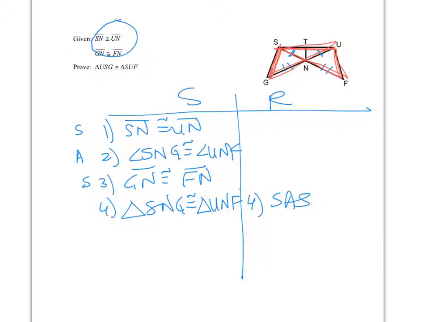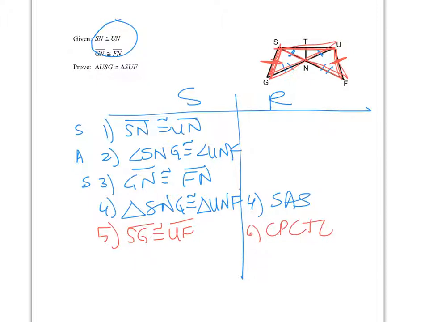Okay. So step 5, after we've proven that one set of triangles congruent, we're going to go to CPCTC to get these sides here, SG and UF. So SG and UF are congruent by CPCTC.